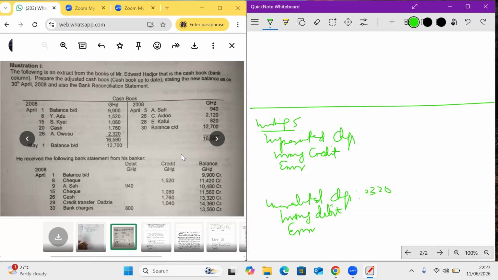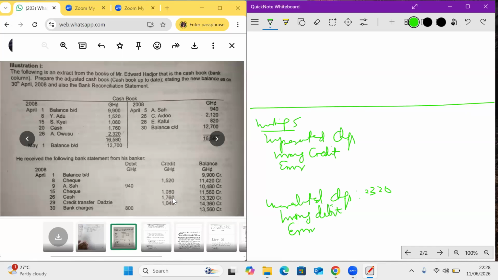So now we come back to the bank statement to check the figures on the credit side and compare them also, whether they've reflected in the cash book on the debit side. Are you following? So 1,520, is it on the debit side of the cash book? Yes, it is. 1,080, is it on the debit side?